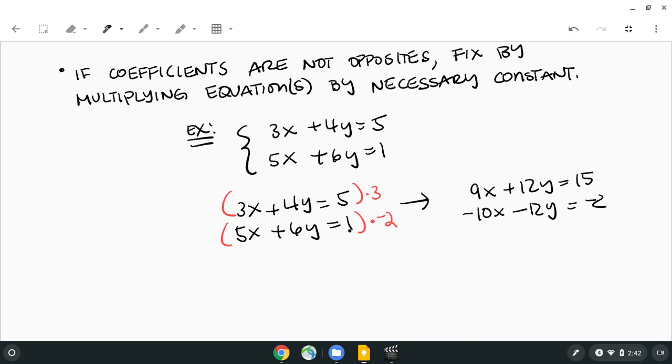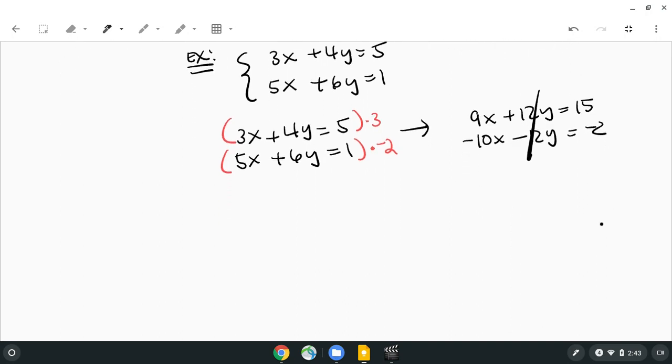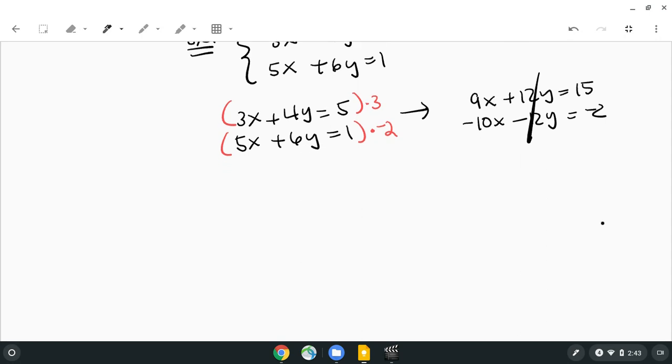Now, and again, don't forget to multiply also that 1 by negative 2. Okay, so we see here that now they have opposite coefficients, and now they would cancel. So they will eliminate. And then we end up with negative 1x equals 13, which is easy to solve. So let's go ahead and take a look at an actual example and solve it completely.